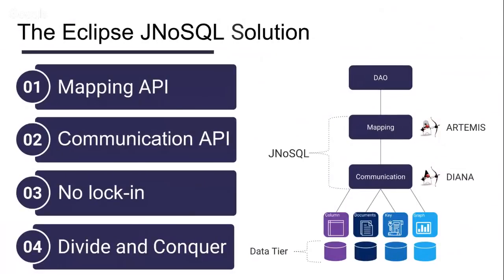And to have the solution, we have created the Eclipse JNoSQL solution that looks like the JPA and JDBC solution, with a small difference: we have the mapping, we have the communication, and we have an API for each NoSQL type. So one API for column, one API for document, one API for key-value, and one API for graph database.